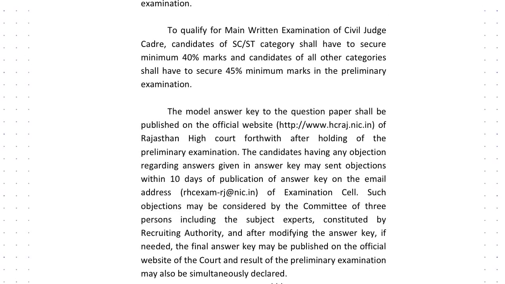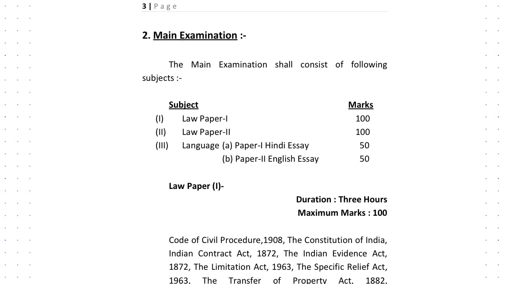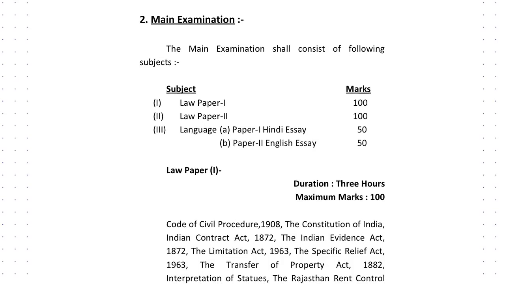So let's go to the mains part where it provides the syllabus for mains. So here we go. On mains, you can see that there is law paper 1 for 100 marks, law paper 2 for another 100 marks, and then there is a paper on Hindi essay for 50 and English essay for 50. Now this is something that I want you to note, that both of these essays together are about 100 marks, and then there is law paper 1 and 2, which are also 100 marks each. So they've given a lot of weightage to these essays. So this is your place where you can really differentiate yourself.